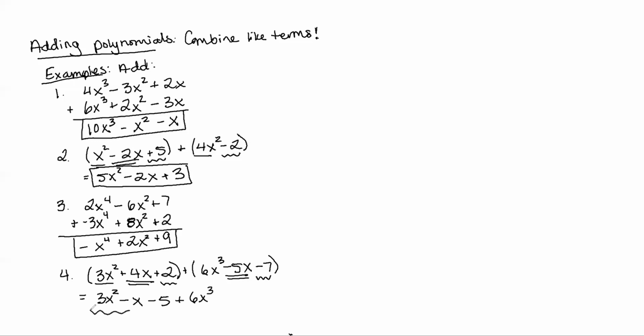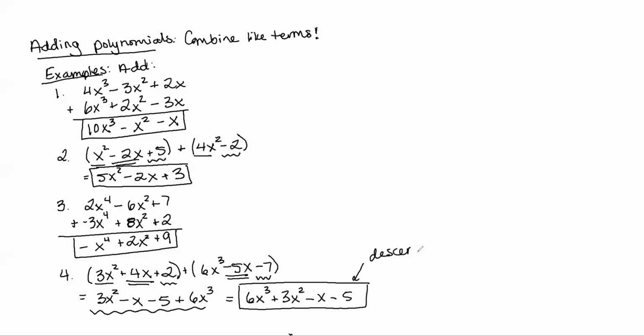So this here is technically correct. But to put it into descending order, we just want to make sure it goes from highest exponent down to the constant. So I want to put this 6x cubed in the front. And then positive 3x squared minus x minus 5. So again, if they ask for descending order, this is what you'll put. Otherwise, the other answer is completely fine. Okay, so adding them, just combining like terms.